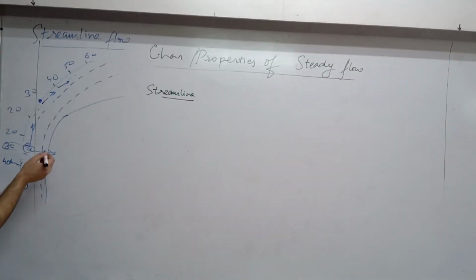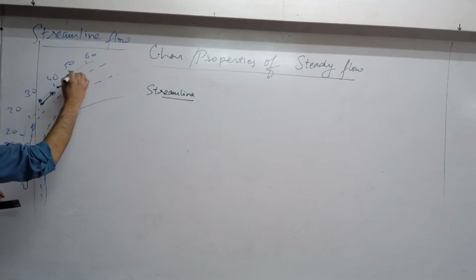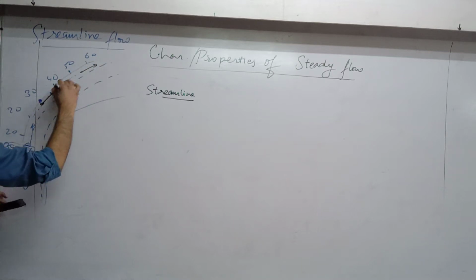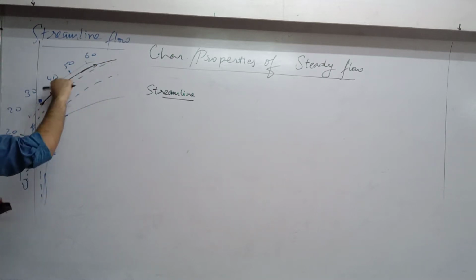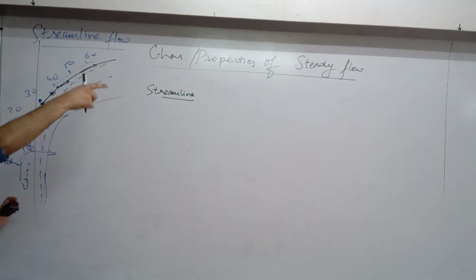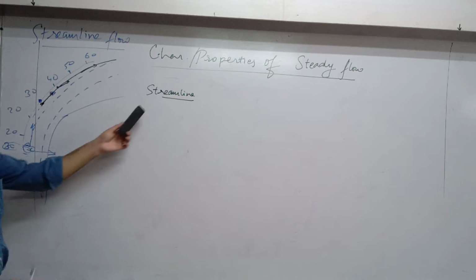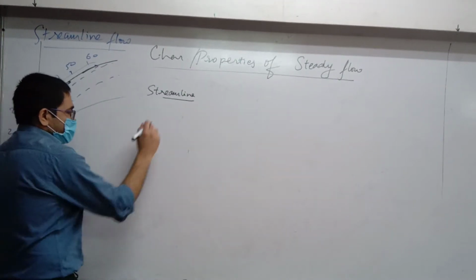It's a very simple thing. Do you remember I told you that at every point the particles will have some fixed velocity? So if you connect the path in which this particle moves, then that path, that shape is called streamline. Let me give you some example.